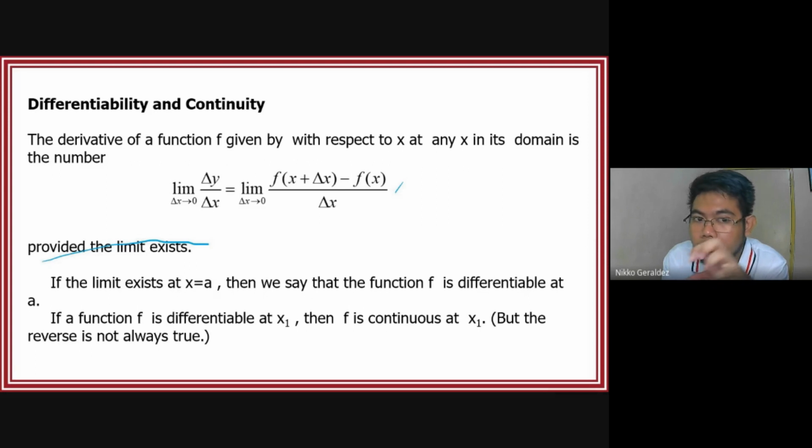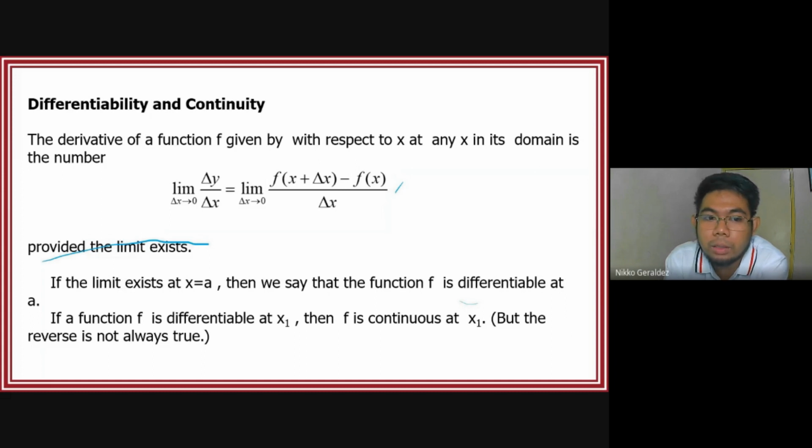So that means the right-hand limit is equal to the left-hand limit. So if the limit exists at x equal to a, then we say the function f is differentiable at a. So if you have a specific value, if the limit of the function exists at that value of x, then it is differentiable.